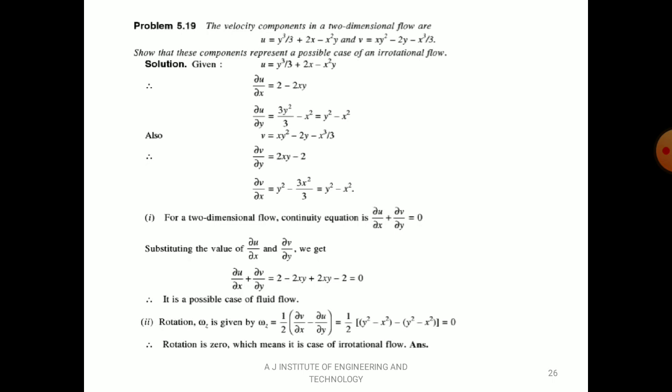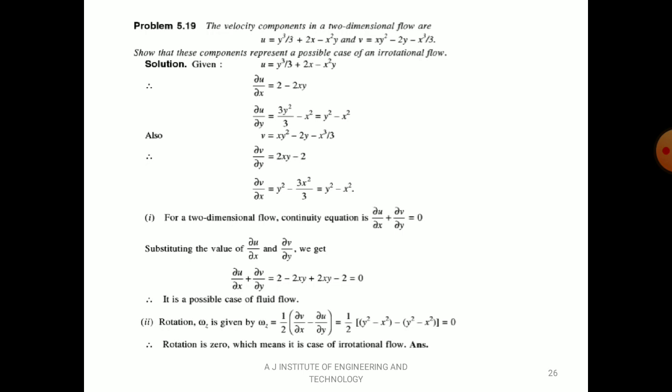Now, last problem. The velocity components in a two-dimensional flow are u equal to y cube by 3 plus 2x minus x square y and v equal to xy square minus 2y minus x cube by 3. Show that these components represent a possible case of irrotational flow.